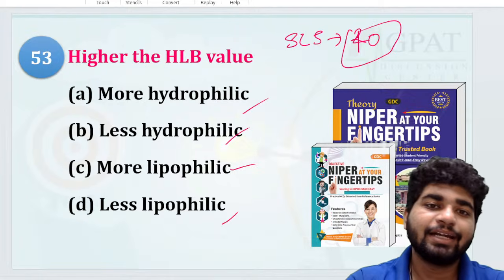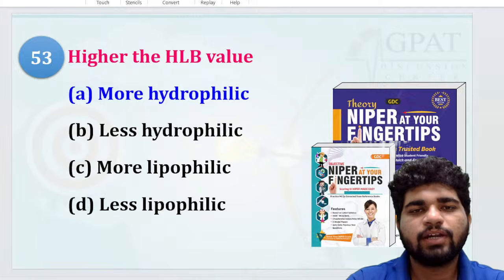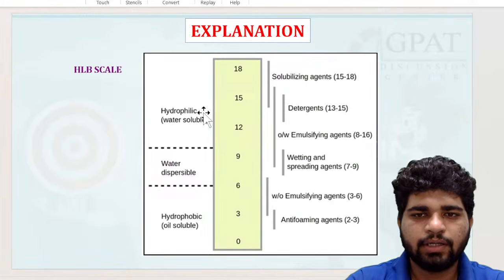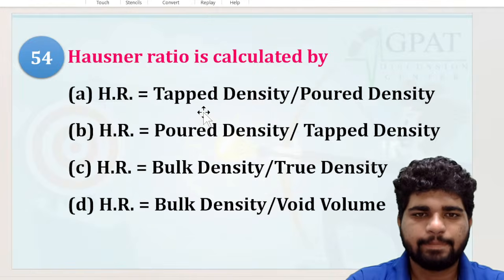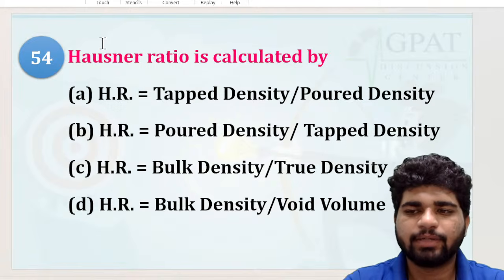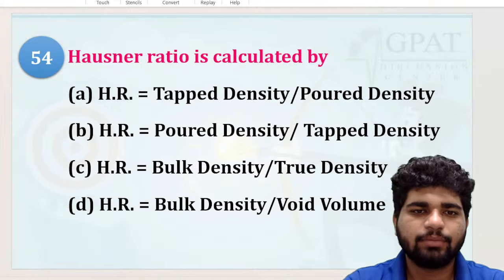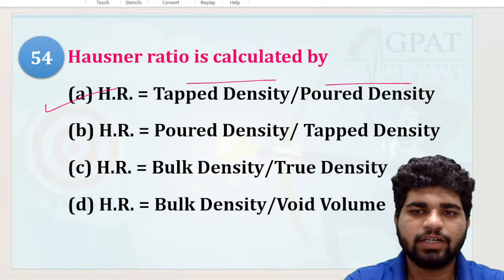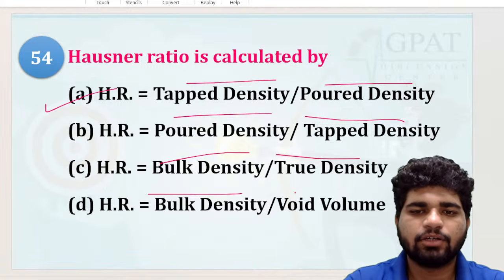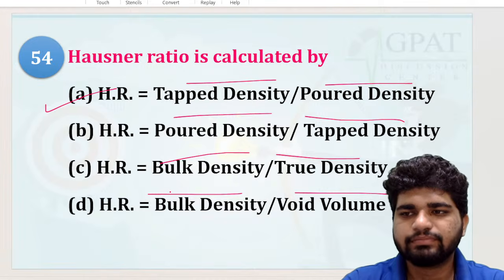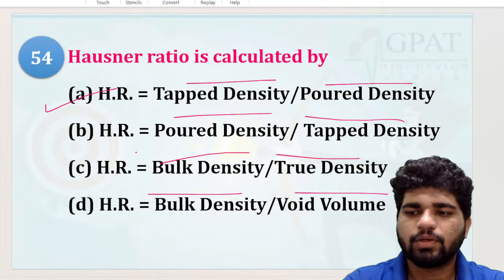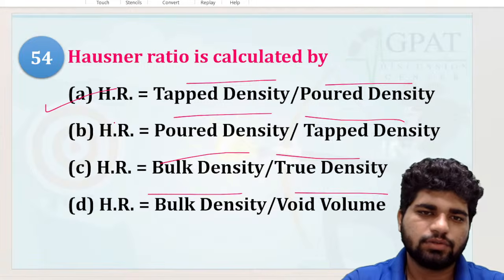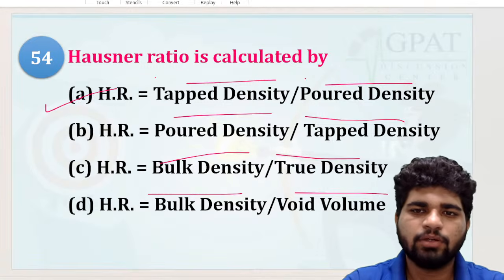Higher the HLB, higher the hydrophilic in nature, right? Okay. Hausner ratio is calculated by tap density upon bulk density. Hausner ratio is nothing but tap density upon pour density.